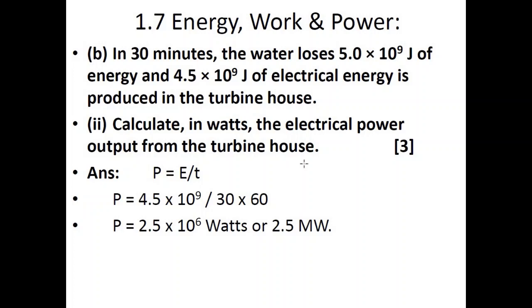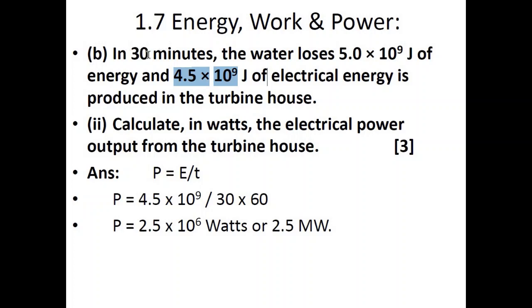Now how much is the change in energy? 0.5 into 10 to power 9. How do we find that? Initial energy minus final energy. Sorry, the output is given. Yeah, sorry about that. We will only be concerned with the output, because power rating is, you can say, the output produced by any system. So we are simply going to use the energy that is being outputted. So 4.5 into 10 to power 9 divided by time.